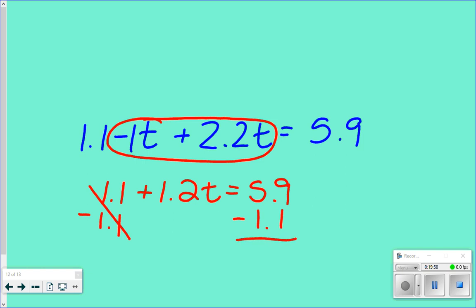Wait, time out. Where are we stuck at? Because I have people that are stuck at certain spots. Okay, what, Gabe, did you say? Okay, if there's nothing in the front here, it's a positive. If there's no sign, it's automatically a positive. If there's a sign, it's going to have a sign and be negative. Then you can do the opposite. So we're going to minus 1.1. Then 1.2t equals 4.8.